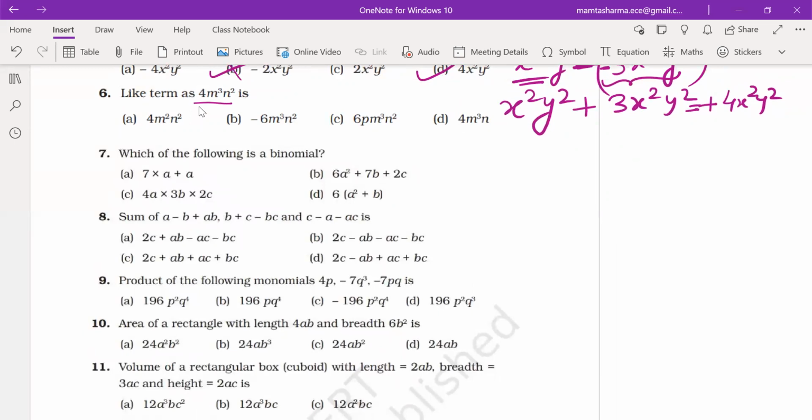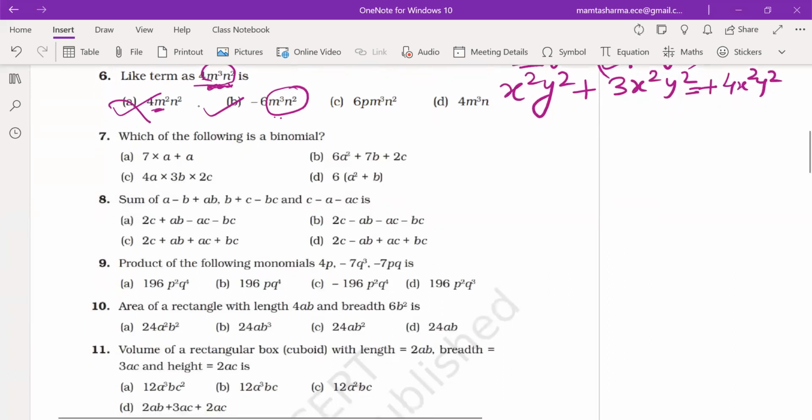Like term. Option A. Very good. No, not very good. The B one, ma'am. B is the answer. Very bad. Like term as 4m cube n square. Ma'am, B. You have to search out the terms that have the same variable and their power. M cube n square. Here it is m square, not m cube. Okay, ma'am, so B is the answer. Tanvi, got it? Yes, ma'am. Because here their variable and powers should be the same. Then they will be like terms.